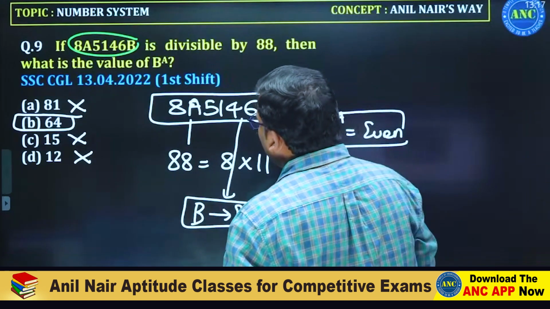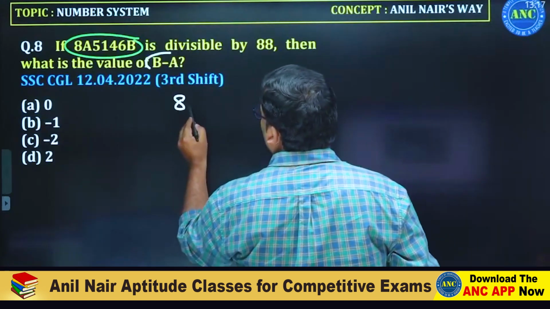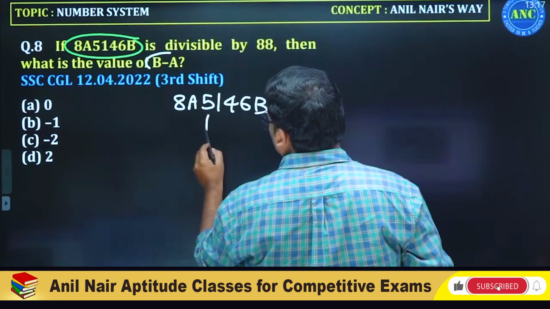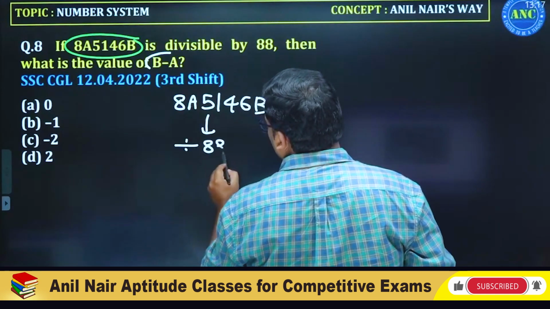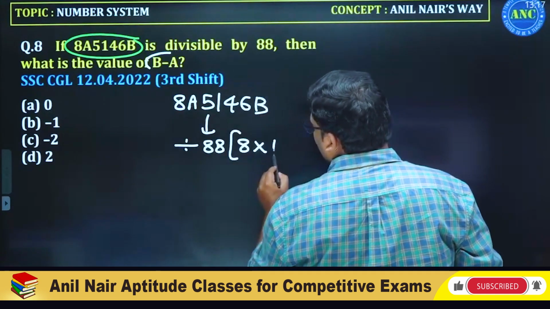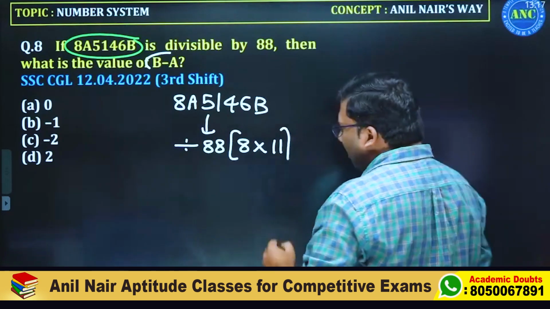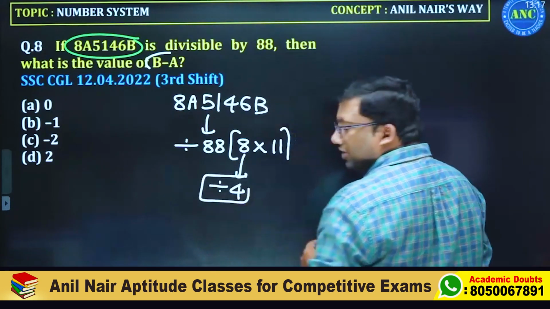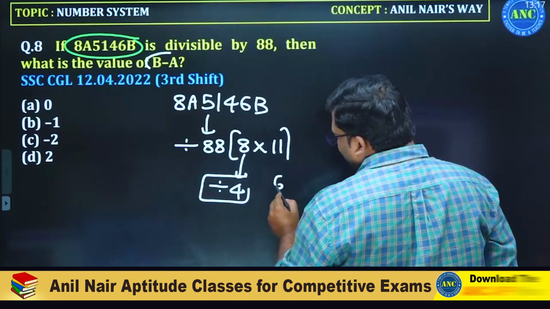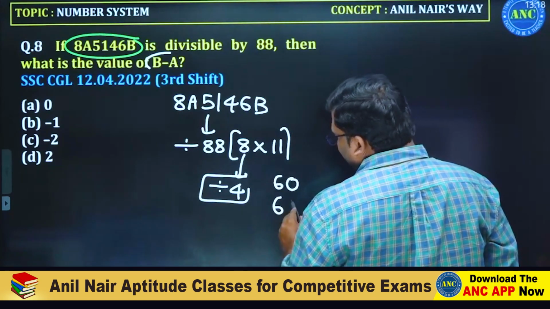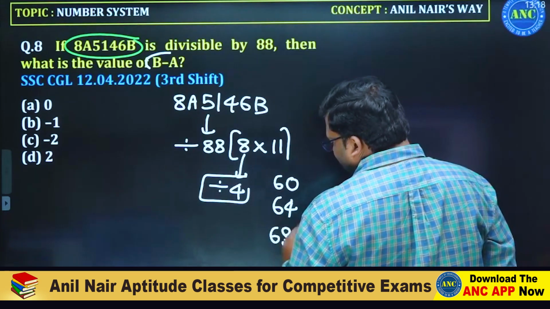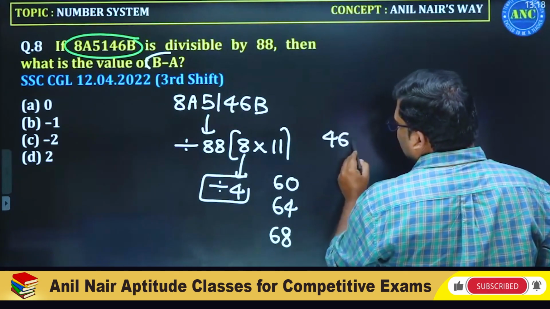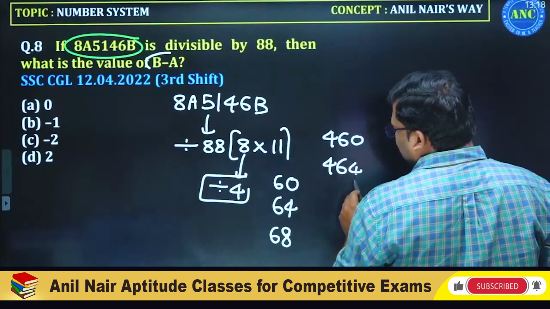Let us find out the values of A and B and check whether we made any mistake. 8A5146B is divisible by 88. For a number to be divisible by 88, it should be divisible by 8 and 11. For a number to be divisible by 8, it should first be divisible by 4. For it to be divisible by 4, the last two digits can be 60, 64, 68. So the number becomes 460, 464 and 468.